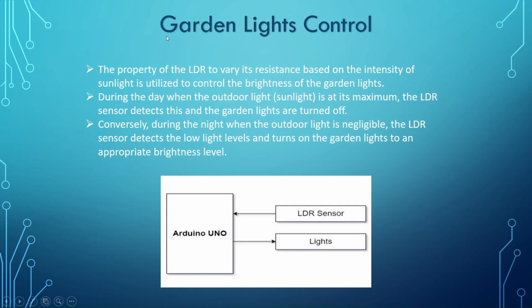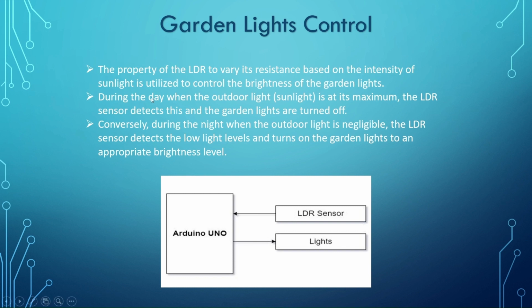Now, this is the first system, that is the garden lights control system. The property of the LDR to vary its resistance based on the intensity of the sunlight is utilized to control the brightness of the garden lights. During the day, when the outdoor light is at its maximum, the LDR sensor detects this and the garden lights are turned off. Conversely, during the night, when the outdoor light is negligible, the LDR sensor detects the low light levels and turns on the garden lights to an appropriate brightness level.